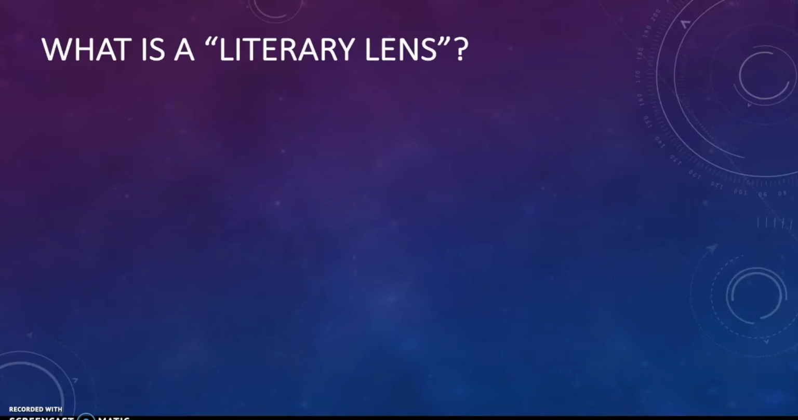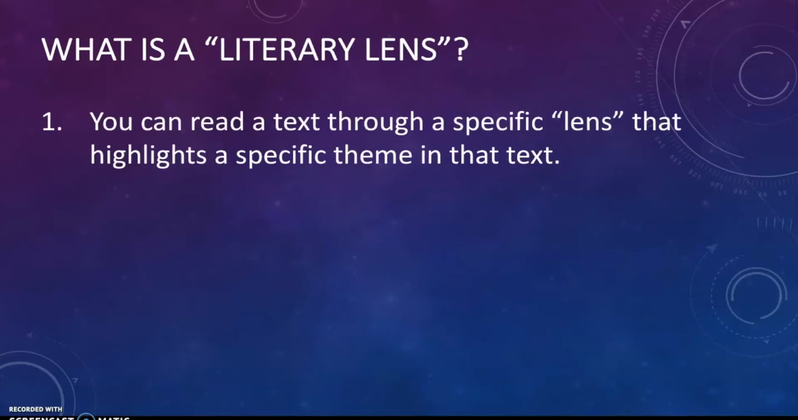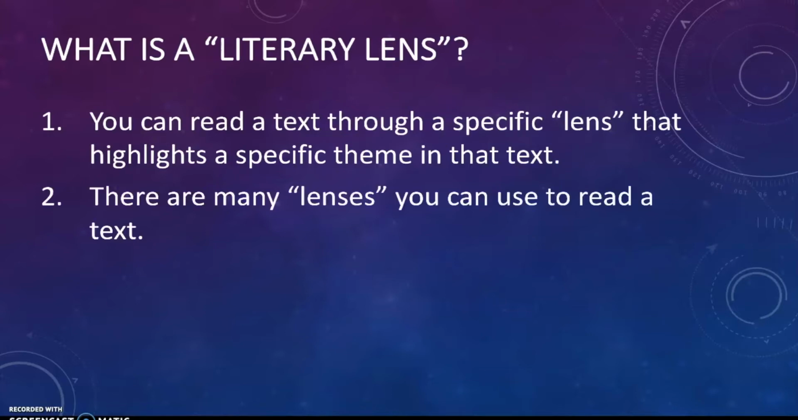So we're going to look at the idea of literary lenses. So what does this mean? The first thing you should know is that when we read a text, you can read it through a specific, quote-unquote, lens that highlights a specific theme in that text. So the way we read it, we're going to highlight different subjects and themes within that text. That's what we mean when we say literary lenses. We'll give some examples of that in just a second.